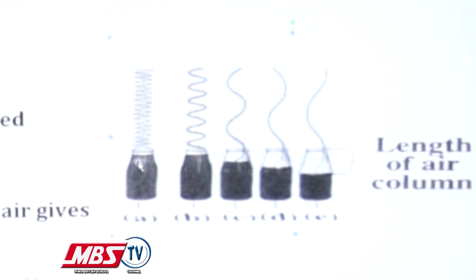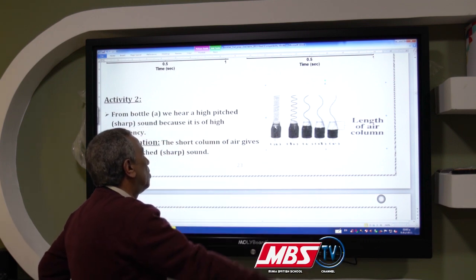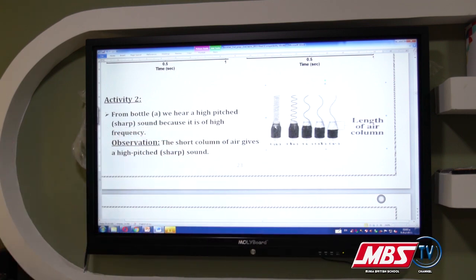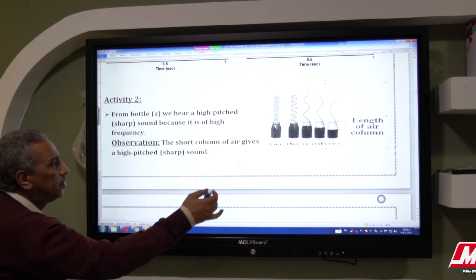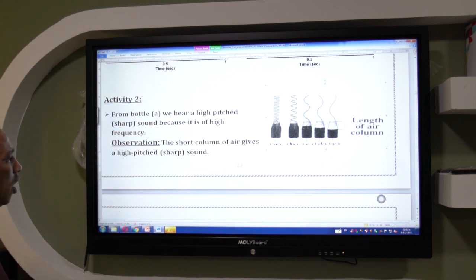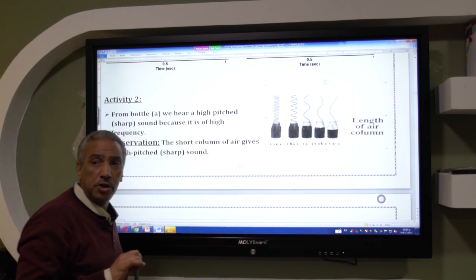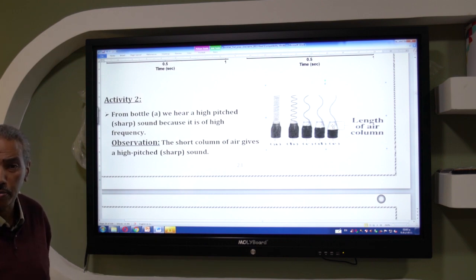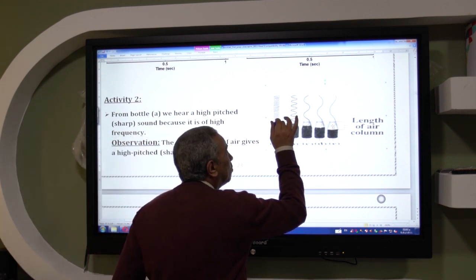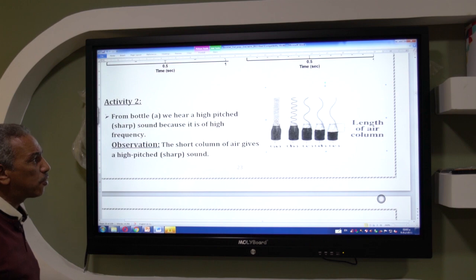Does everyone not know? We have here a column of air longer than the other ones. That means the shorter the column of air, the higher the pitch, a sharp one. That means the sound produced from this one will be rough. But the sound produced from here, due to the decreased length of the air column inside it, will be a sharp sound.